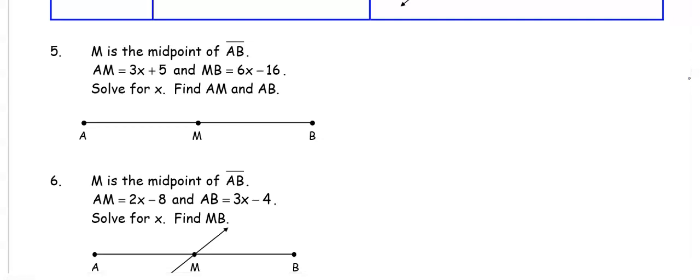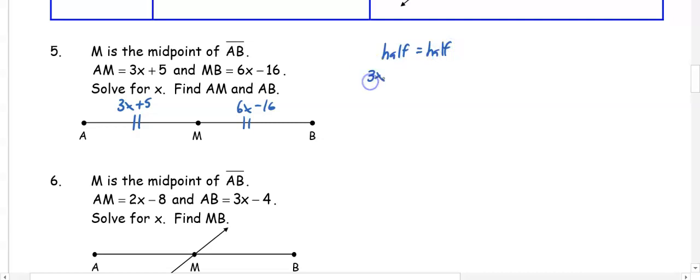So in number 5, we know that M is a midpoint of AB. So we're going to mark those two segments congruent. Then we have AM is 3x plus 5, and MB is 6x minus 16. We want to solve for x and find AM and AB. So in order to solve for x, because they're a midpoint, we have half the line and half the line. So we know that a half is equal to a half. So 3x plus 5 is equal to 6x minus 16.